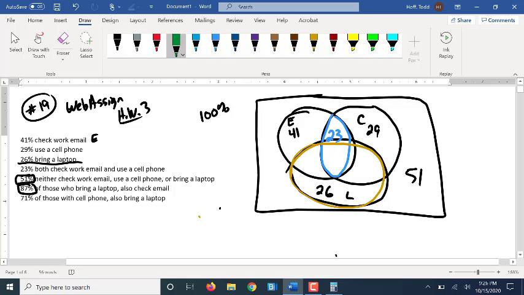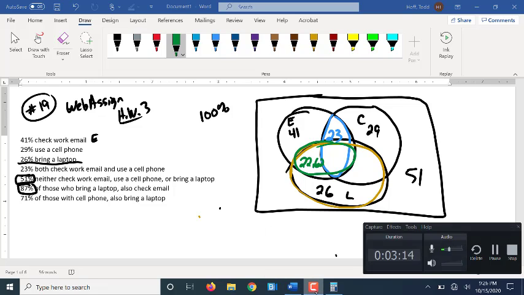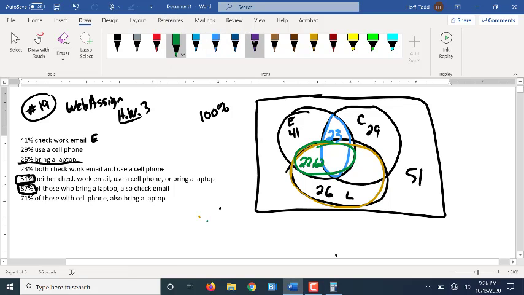So I'll put that in a slightly different color. This is 22.62%. That is this green spot. 71% of those with a cell phone bring a laptop. So that's saying 71% of the 29 have a laptop. So 29 times 0.71 gives us 20.59. So again, I'll do a different color. This section here is 20.59%.